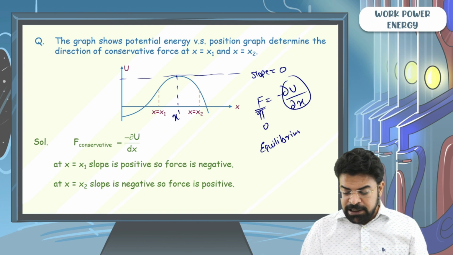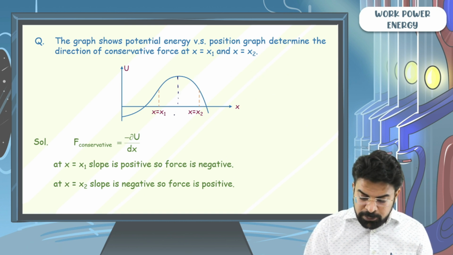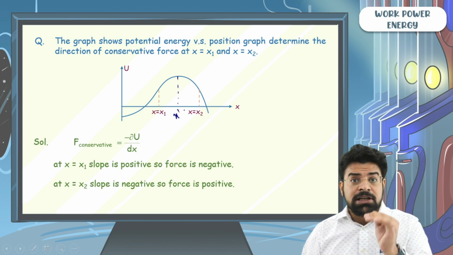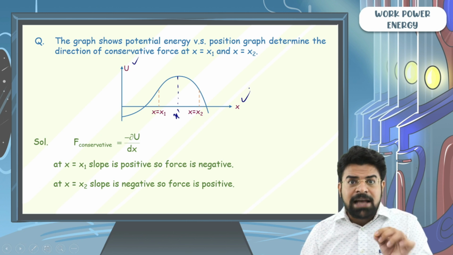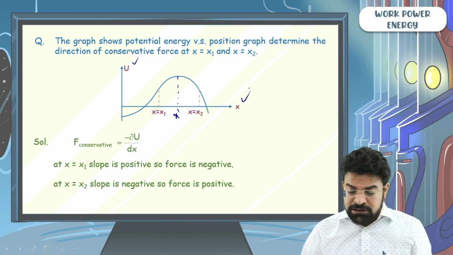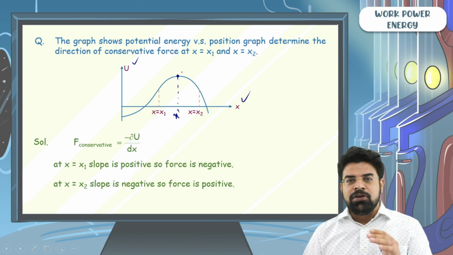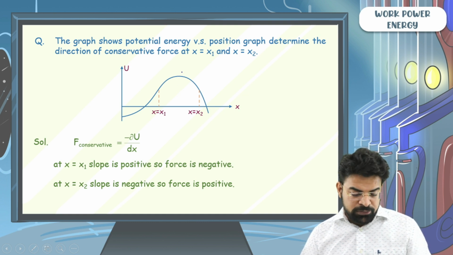So we can say, if we think of the position of the peak, let's call it x dash. Then at x dash, since the slope of the U-x graph is 0, we can say that the force is 0, and hence this is the point of equilibrium. Now the big question is whether this is a point of stable or unstable equilibrium. So let's talk about it in the next question.